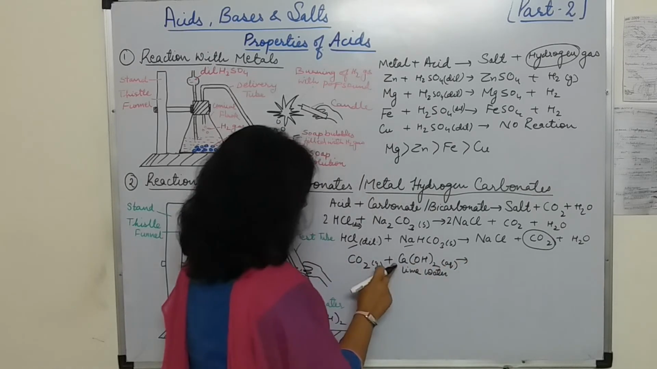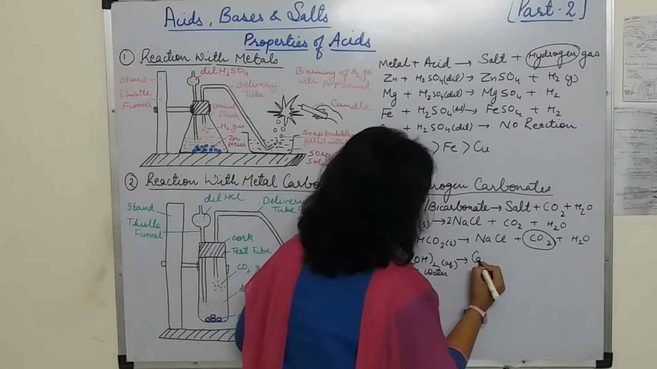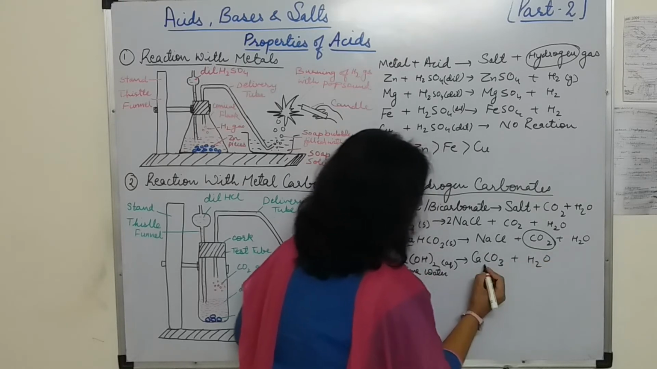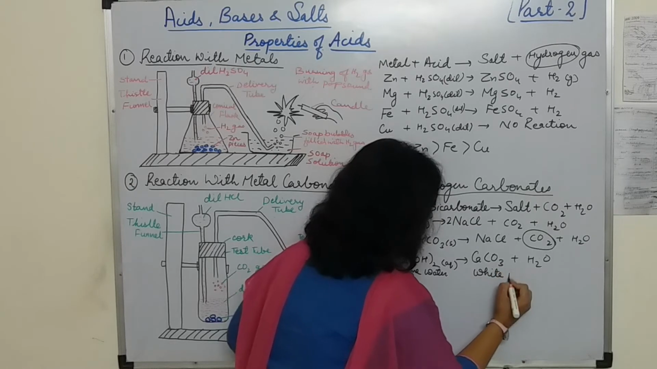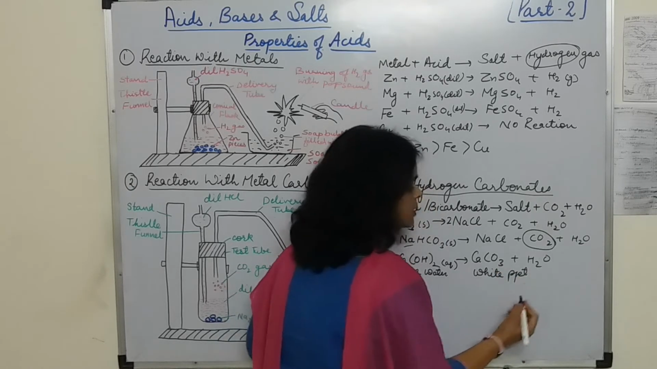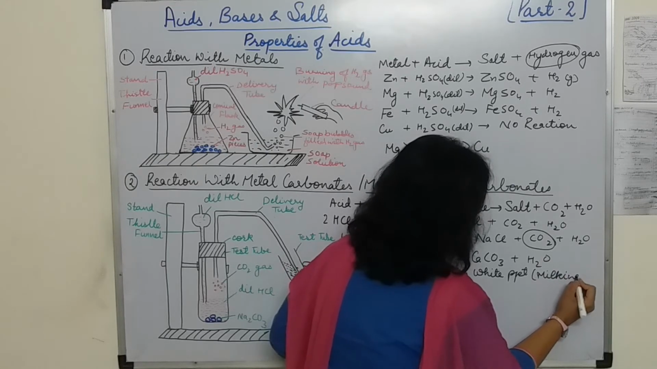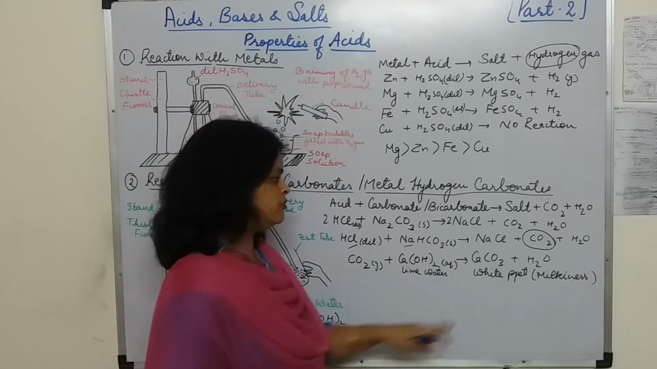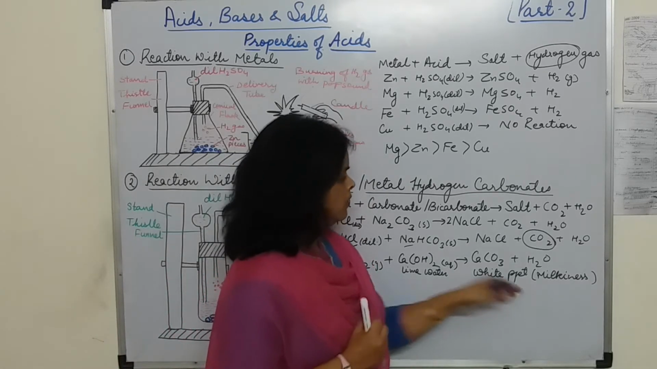Now, this lime water when it reacts with carbon dioxide, it forms calcium carbonate along with H2O. And students, this is a white precipitate. It gives milkiness to the solution. So the milkiness of the solution is due to the formation of white precipitate. That means some insoluble substance is formed in the water.